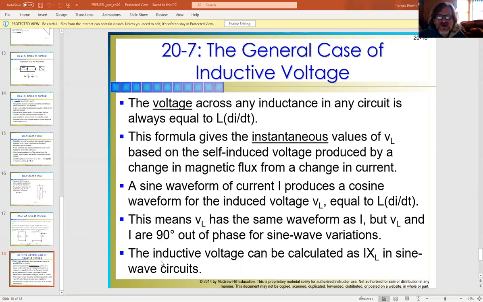And then applying Ohm's law, we can always say that the inductive voltage can be calculated as current times reactance in a sine wave circuit. So we can always say this is this, and we know how to find our reactance. We can plug a formula in for that and develop what this is.